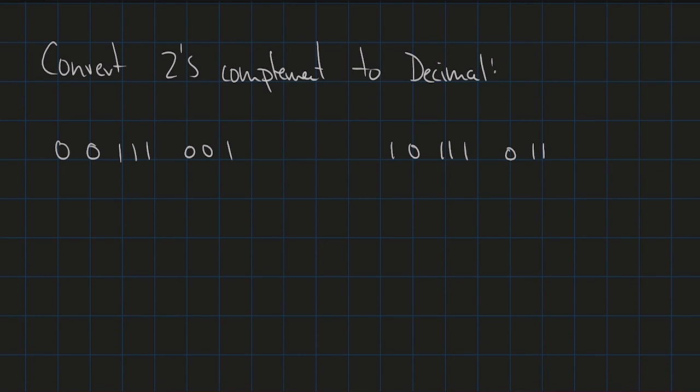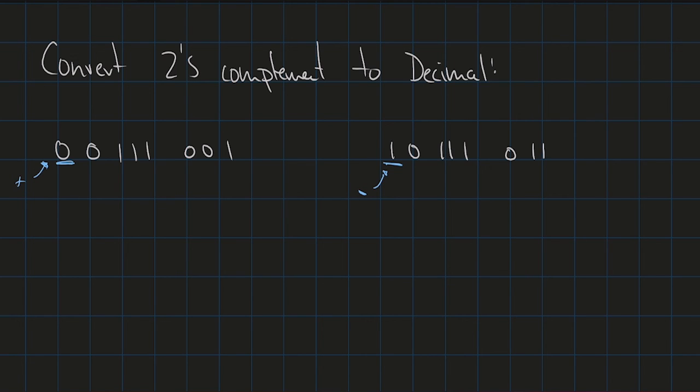So now we're going to be converting from 2's complement to decimal. This is a useful thing to know. So we're actually going to start off with these two binary numbers, and we're going to convert each one to decimal. So one thing you'll notice is that if the most significant bit is 0, that indicates it's a positive number. If the most significant bit is a 1, that indicates it's a negative number.